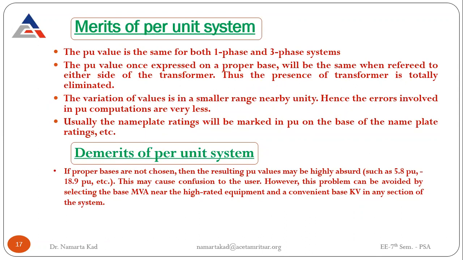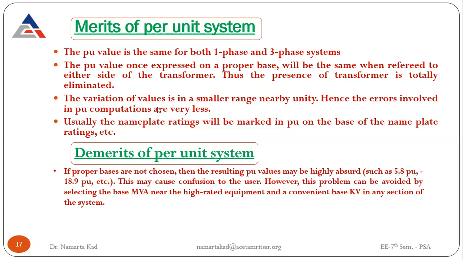Once the per unit values are calculated with some common base, then it's not that this side is the primary and this side is the secondary. Some particular section is represented with some particular per unit value. The variation of the values is in a smaller range nearby unity. Hence, the errors involved in per unit computations are very less.